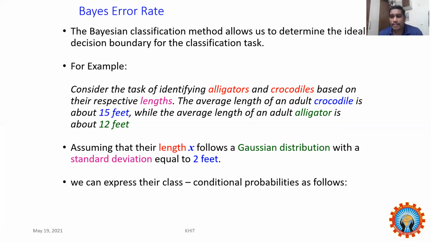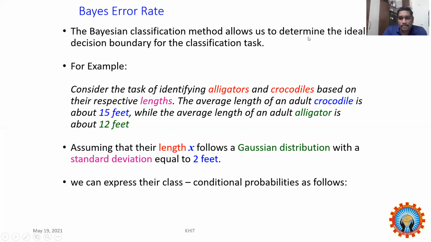For the classification, we use the Bayes error rate. See how you can easily identify it with an example. Consider the task of identifying alligators and crocodiles. These two look the same based on their respective lengths. We assume length is the boundary. Based on length, these two look like each other.